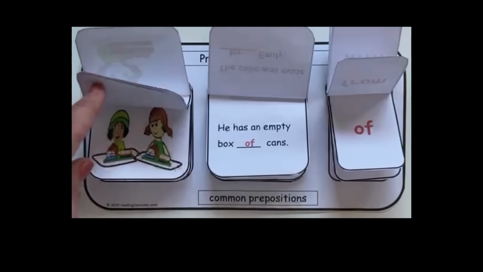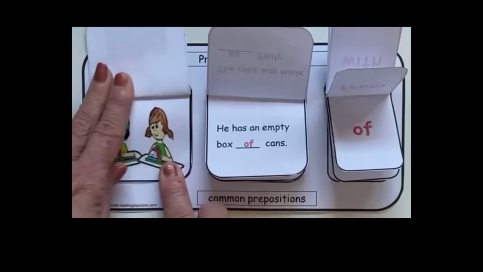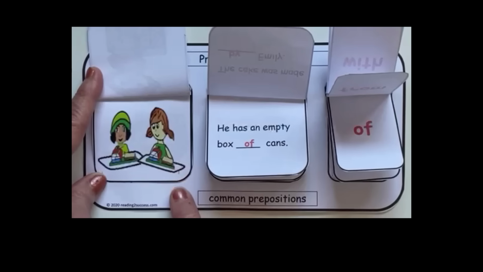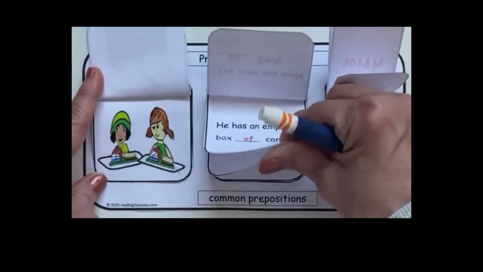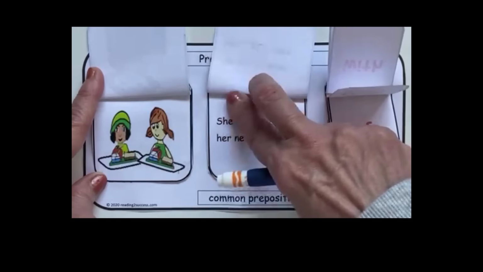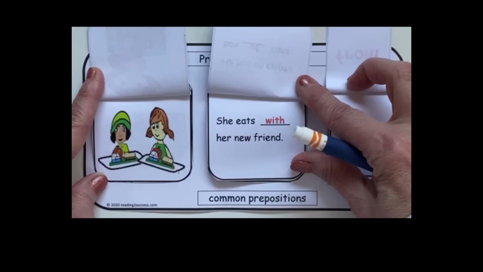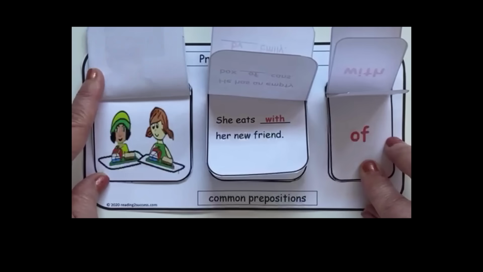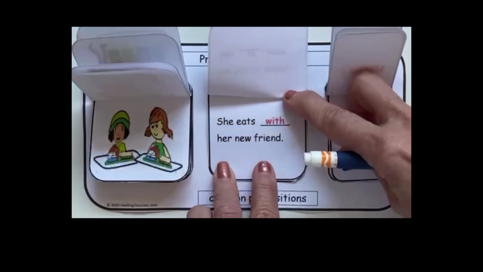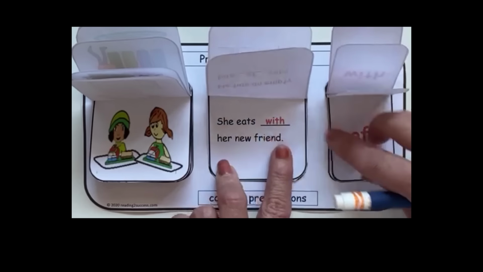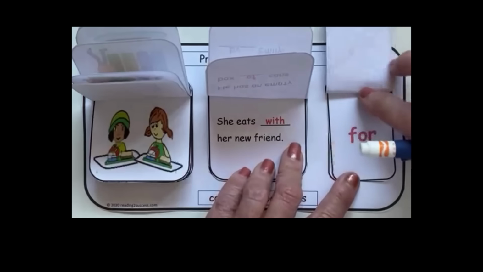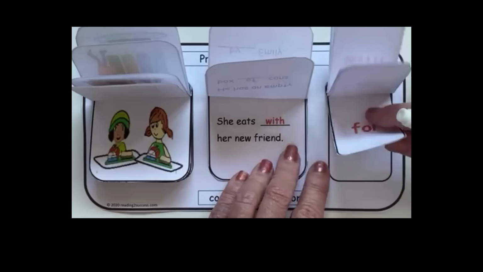Let's try one more. Oh, I see 2 girls there. Let's look at the next one. Oh, here it is. She eats with her new friend. That sounds right. Our preposition is with. For is not the correct one.